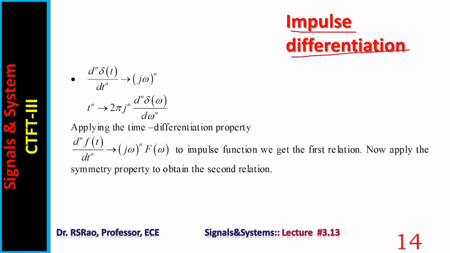Now impulse differentiation. The nth differential of delta of t, its Fourier transform can be shown as j omega power n. Using the duality property, the second relation can be written: the Fourier transform of t power n is 2 pi j power n times the nth differential of delta of omega. Applying the time differentiation property, that is, the Fourier transform of the nth differential of f of t is j omega power n F of omega, to the impulse function, we get the first relation. It is a direct application. Now apply the symmetry property or duality property to get the second relation.